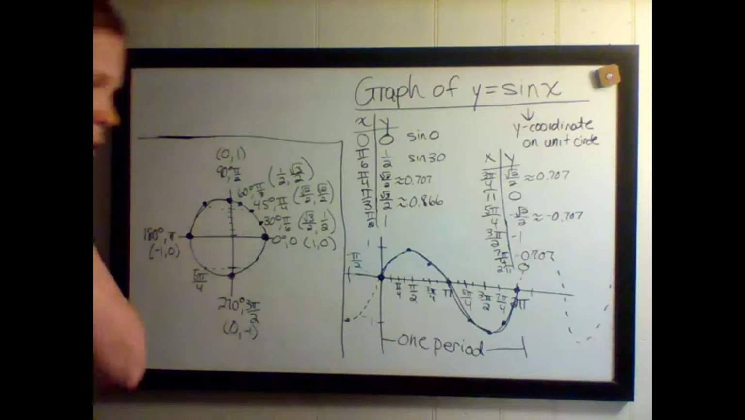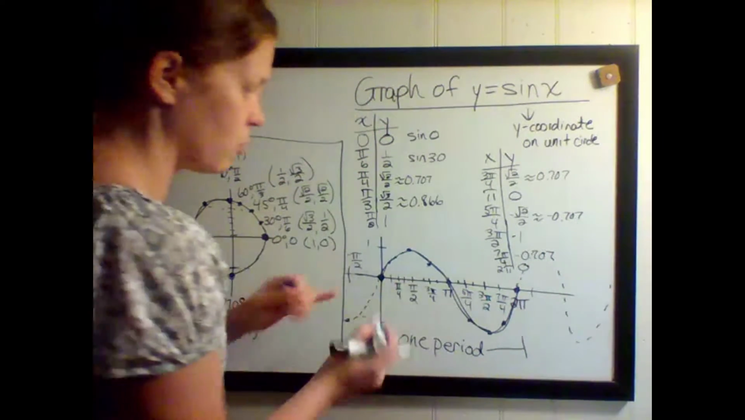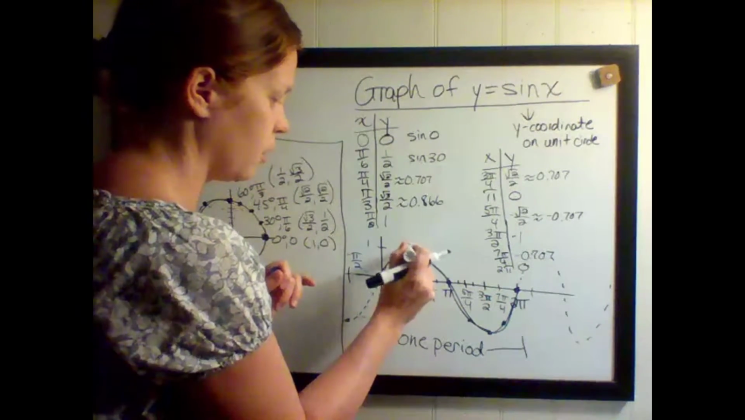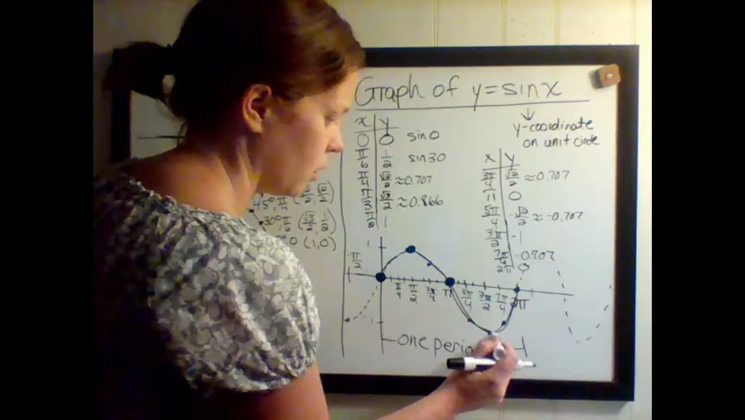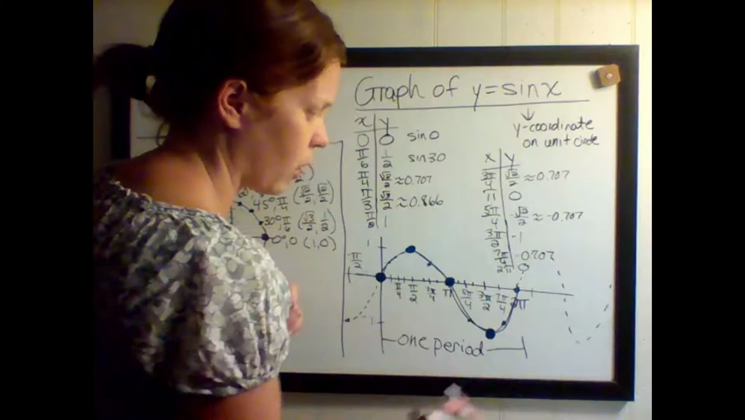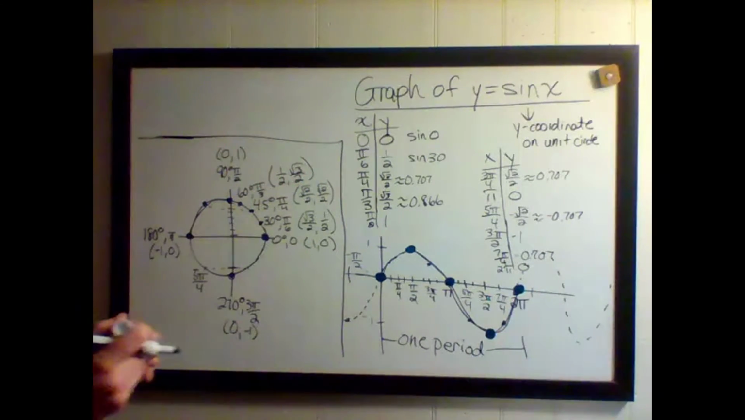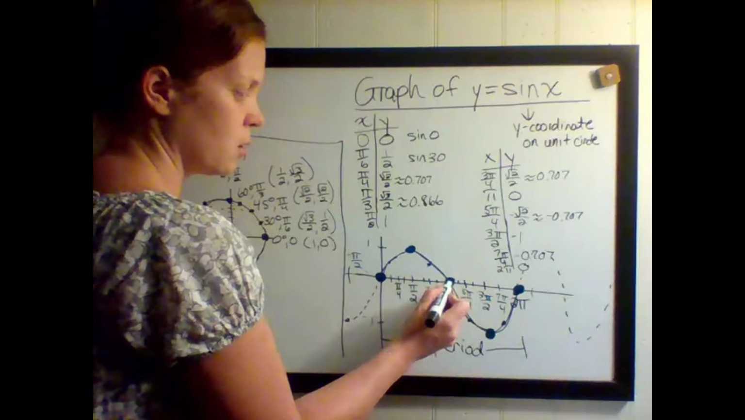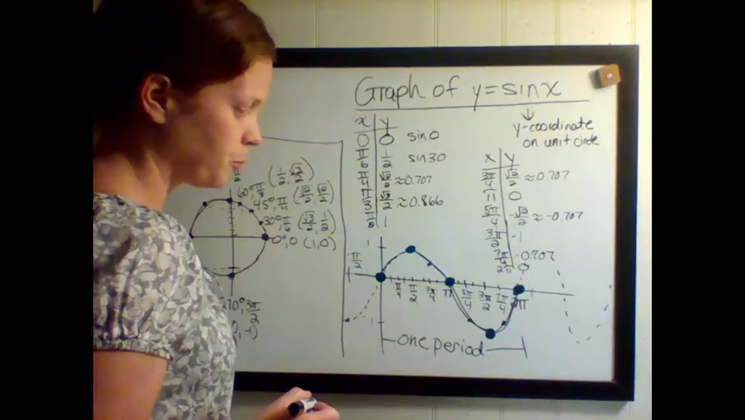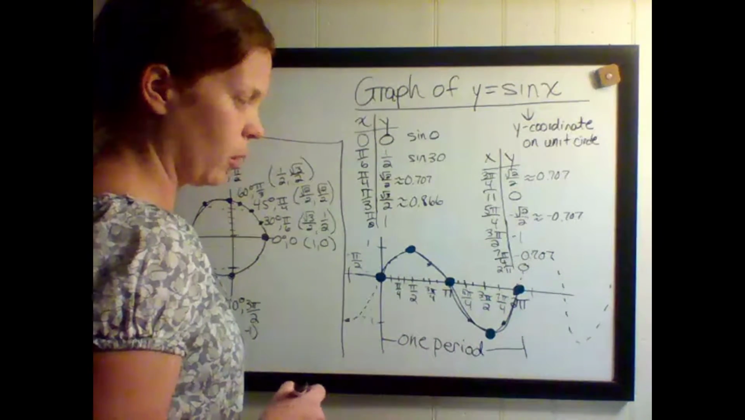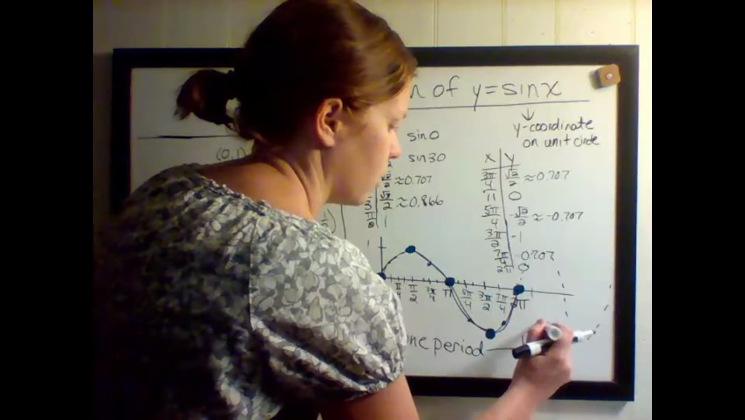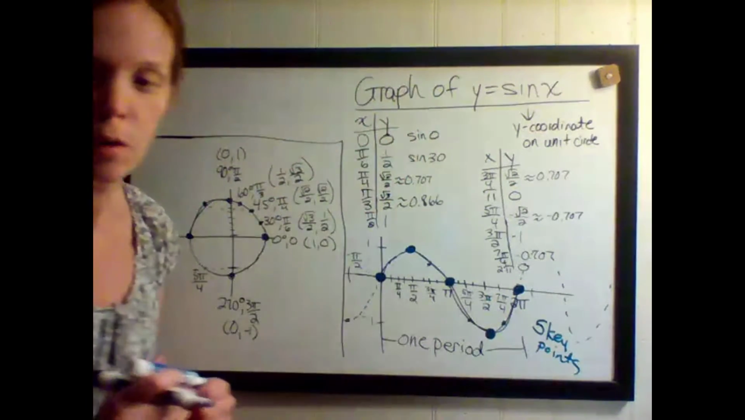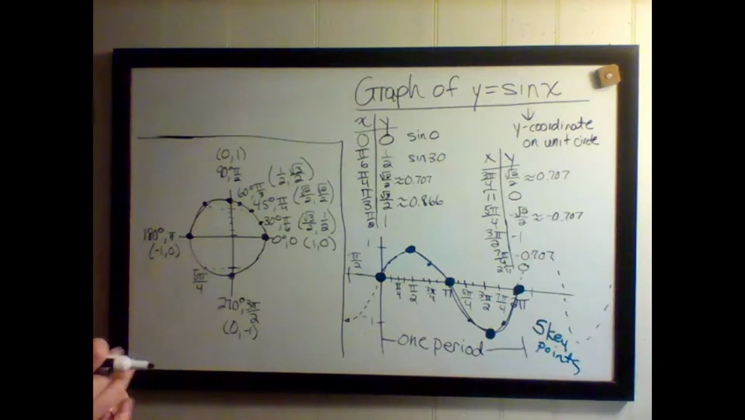The other thing I want to point out is some key points. Notice, I start off here at a y value of 0, then I go up to 1, that's my peak, and then I go through 0 again, hit negative 1 as a low y value, and then back up to 0. So the sine wave is always going to have 5 key points like that: 0, max, 0, min, 0. Those are the 5 key points. Okay, so that is sine of x.